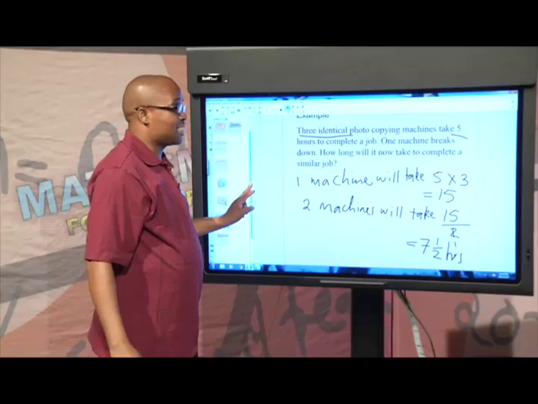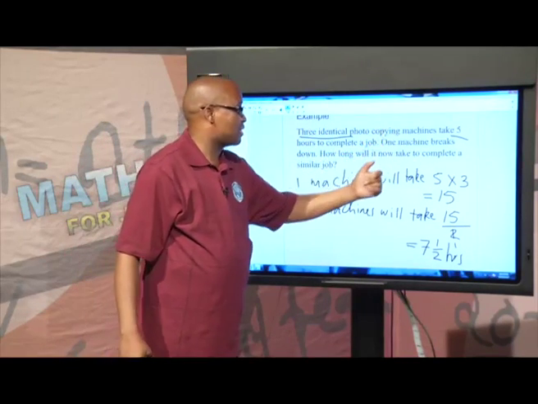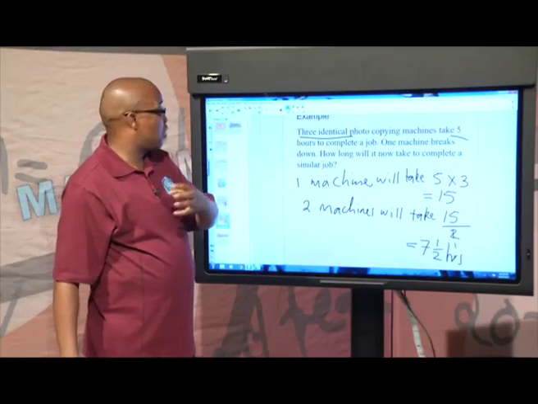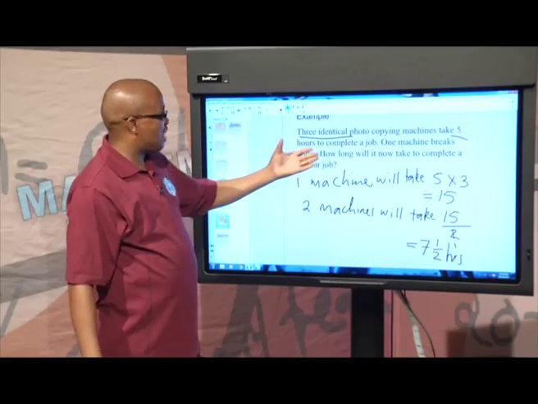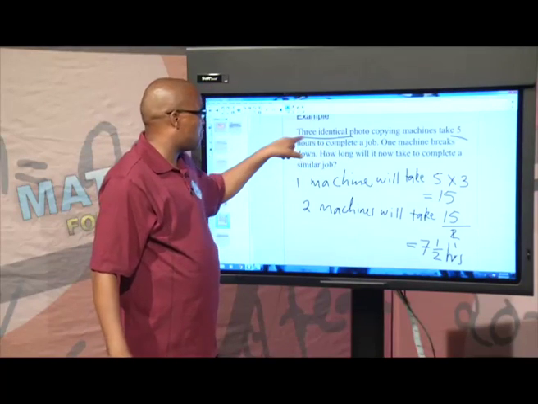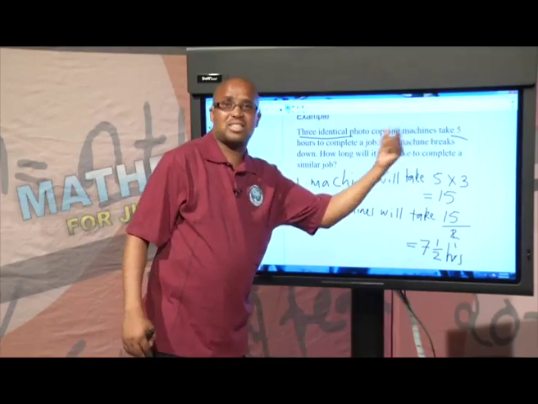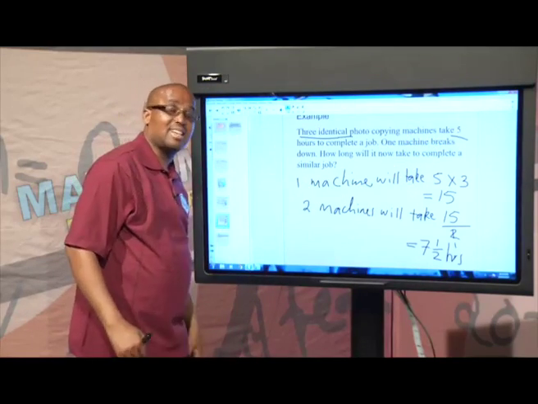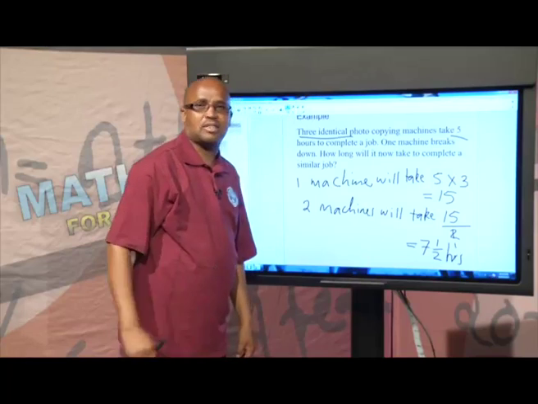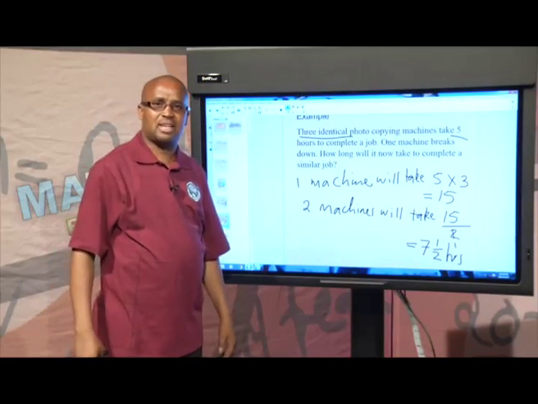And let us check what happened here. 3 identical photocopy machines take 5 hours to complete this job. Now, because one machine has broken down, you are reducing the number of machines. When you reduce the number of machines, the hours will increase. So this is the inverse proportion. You increase one side, and the other side decreases. I want to believe this has answered your question.